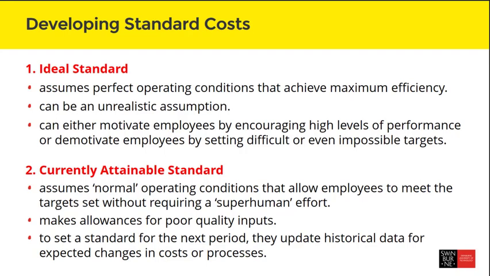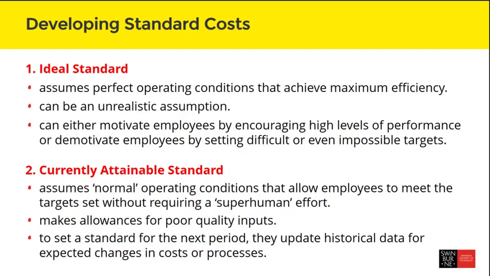If we think about this ideal standard setting, the impact on employee motivation can be that it motivates employees because you set a high-level standard. It can encourage them to achieve the maximum or a high level of performance. Or sometimes it can also demotivate employees because you set a standard that is really hard to achieve or even impossible. Another technique is called currently attainable standard.